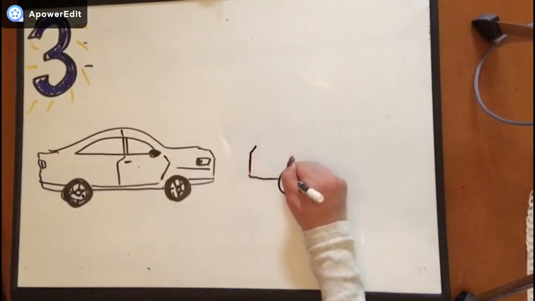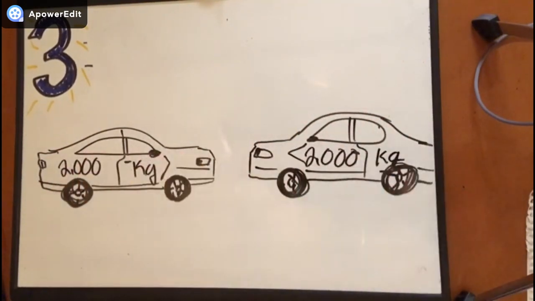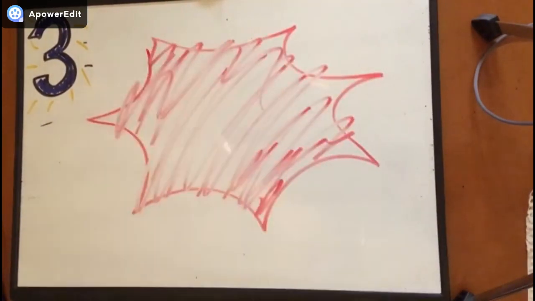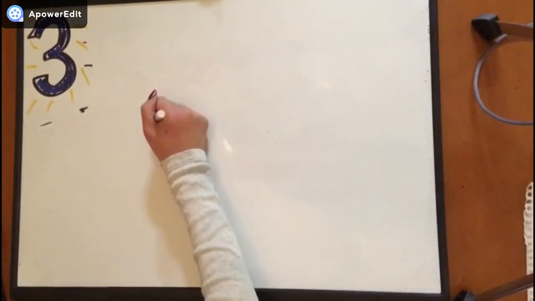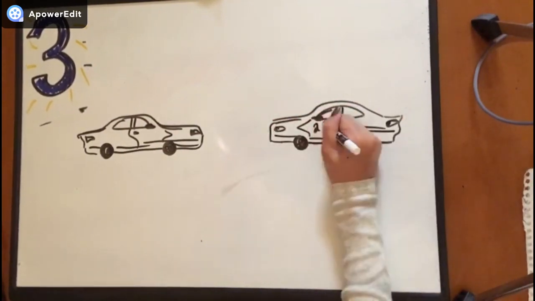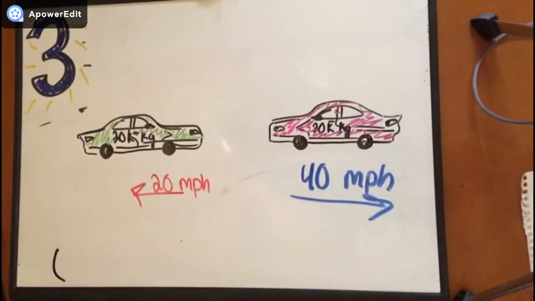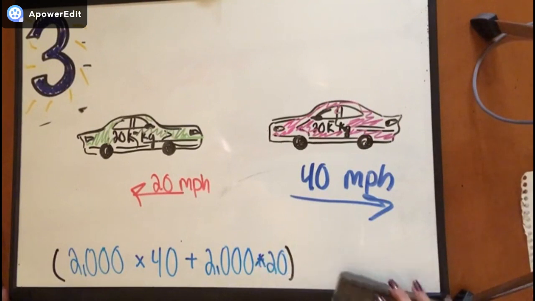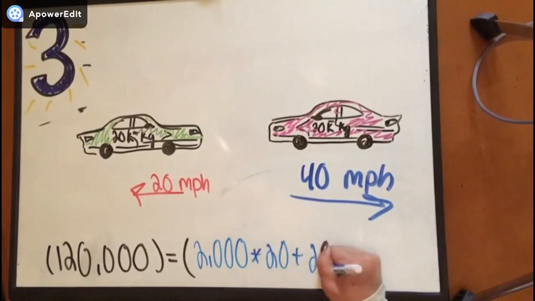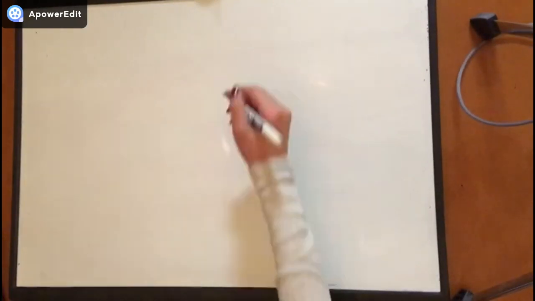Now let's say two 2,000-kilogram cars charge at each other head on. One of the cars is going 40 miles per hour to the right, and the other one is going 20 miles per hour to the left. When they collide, the cars go in the opposite direction than before the collision. The one on the left now has a 20 miles per hour velocity going to the left, and the one on the right has a 40 miles per hour velocity going to the right. If you plug those into the equation, the momentum before and after will be the same. That's an example of conservation of momentum.